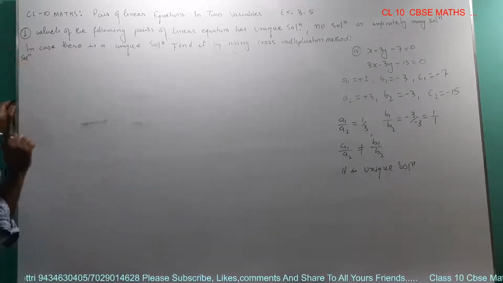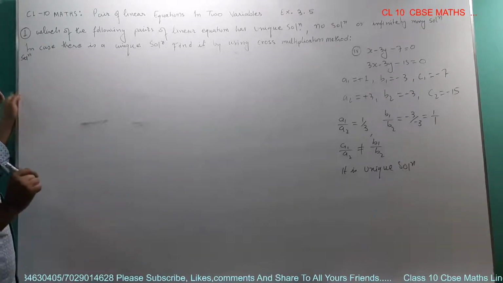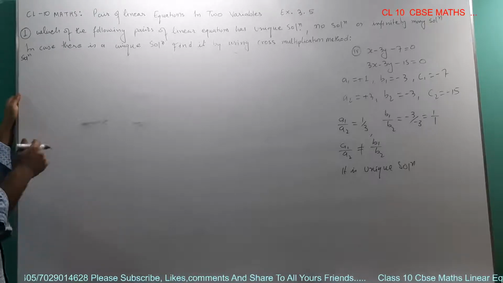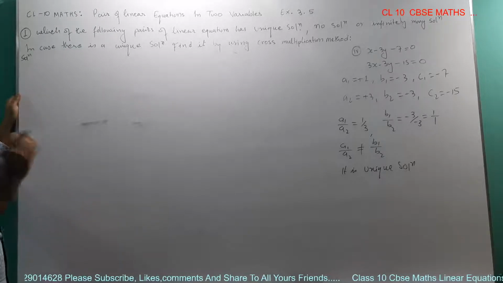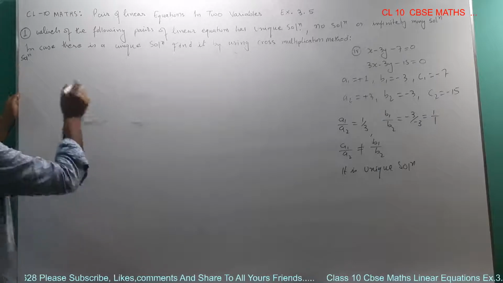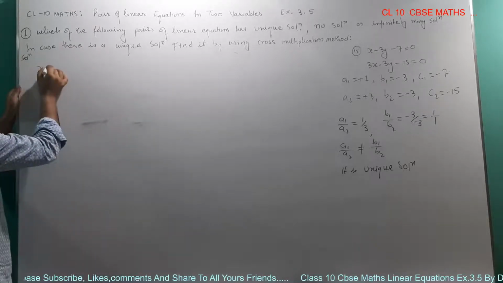Shortcut cross multiplication method, which is very important for higher level. For you all, I am requesting you all, whatever we did in the first question, please do like that. Now I am showing this is a shortcut way.